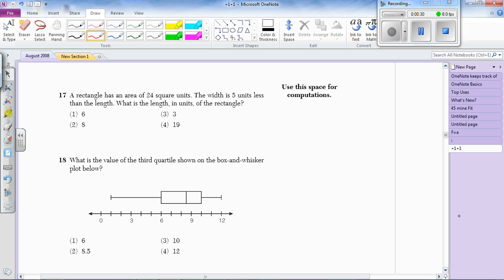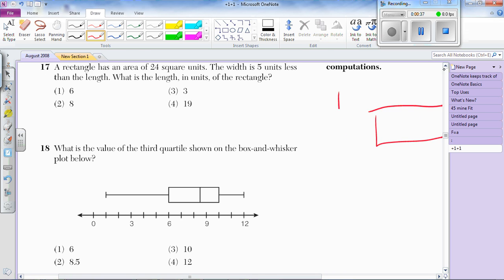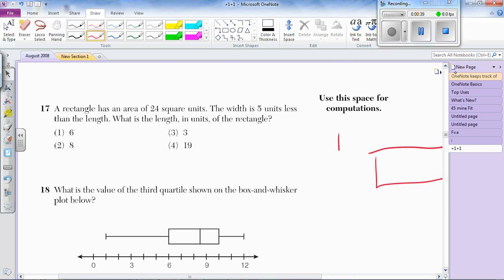A rectangle has an area of 24 square units. Bam, bam, bam, bam. Oh, man. What happened there? Sorry about that. The width is 5 units less than the length.